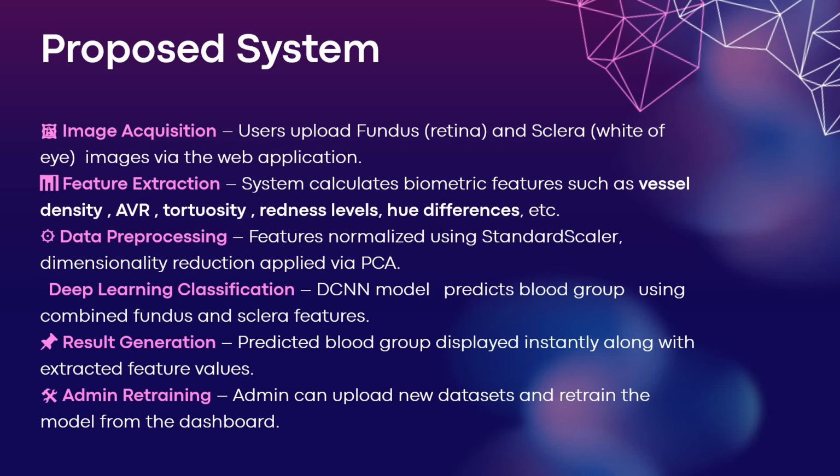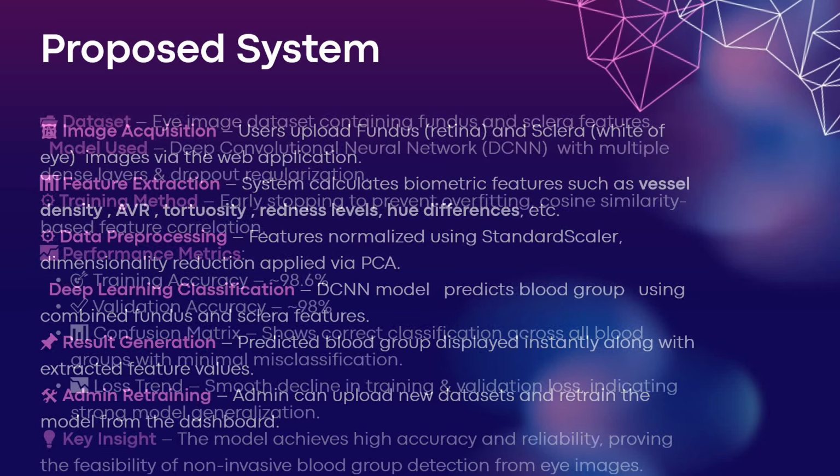Coming to the feature extraction, we have to use multiple features. For example, blood vessel redness, blood vessel thickness, as well as blood vessel density, AVR ratio, tortuosity, redness level, hue difference. We have to use nearly 10 features with the help of the proposed system. So these are the features we are going to use.